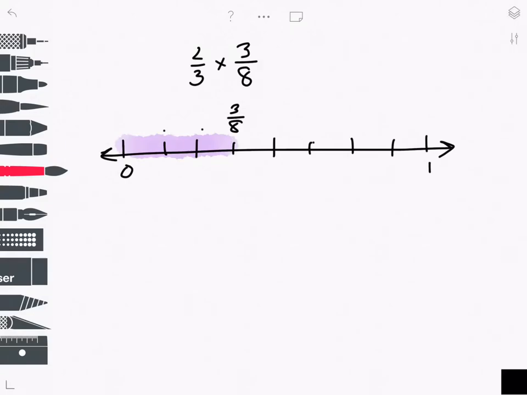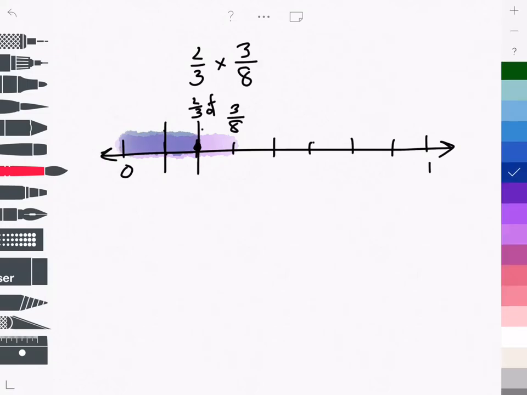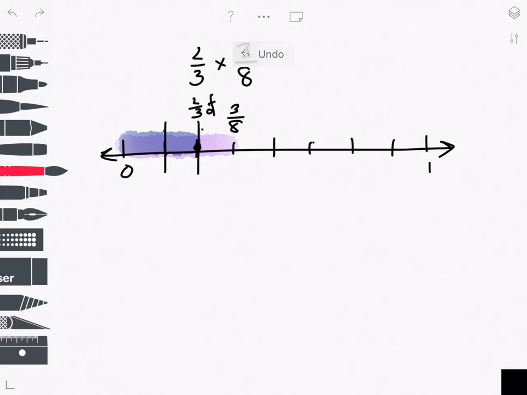Now I'm looking for 2/3 of 3/8, so I've got to divide this length of 3/8 into thirds, conveniently already done here for me. And I'm looking for 1, 2/3 of 3/8. I will highlight that length, 2/3 of 3/8, to make it clear. And to name that point on the number line, I'm going to look at the number of segments I have, which is still eighths. And the number of segments that I have counted is 2.